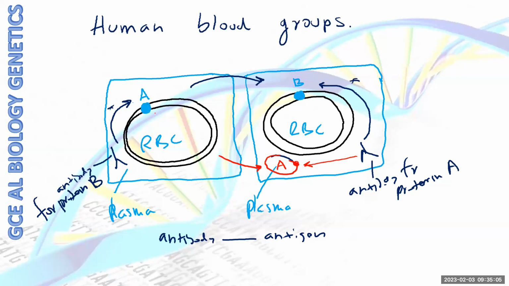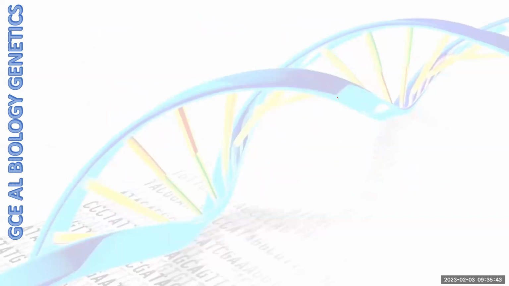Now you can understand, if A is a protein, this protein's code is in the DNA, in the genes. So there is a gene for protein A, and there is a gene for protein B. This gives us some idea that the gene is responsible for making the proteins. Then if we take the human population, how many alleles exist for blood groups? So we can write like this.